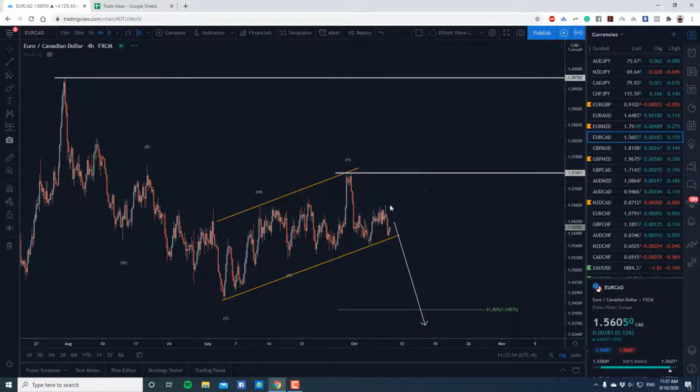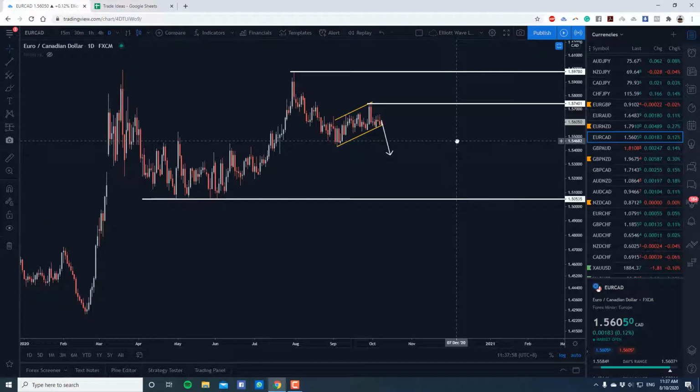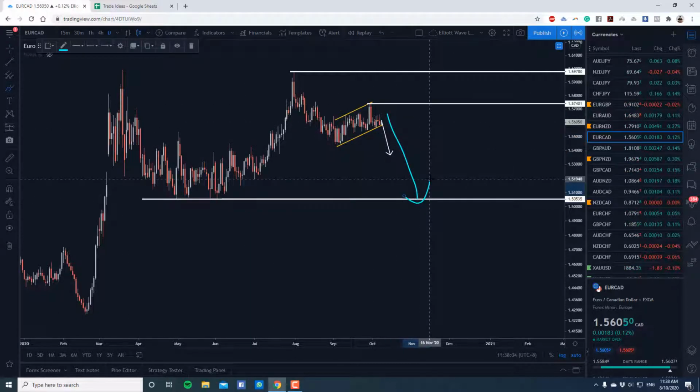There are a few reasons why I'm highlighting this trade idea. From the bigger time frame perspective, there's potential for more downside opportunity, and a few technical things are aligned. The first one is that a bigger double top has formed. We also see a very nice rejection and price is forming a corrective pattern.